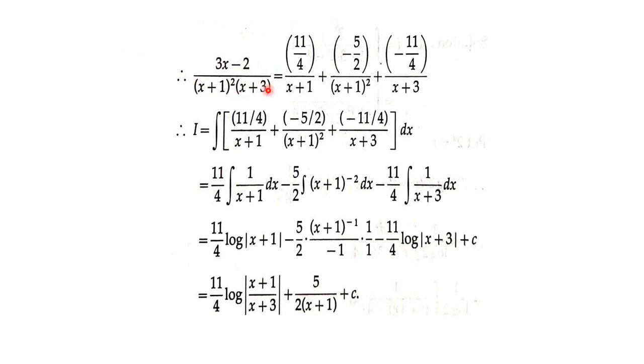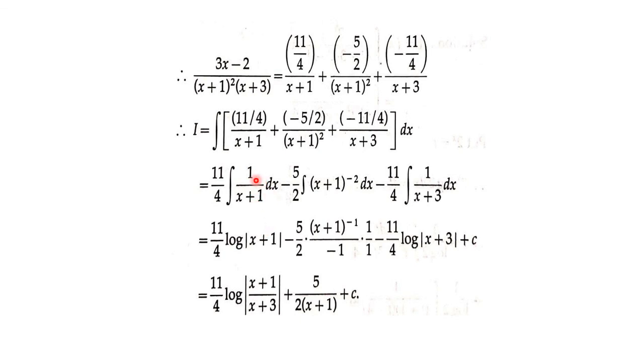So our integral of 3x minus 2 by x plus 1 bracket square into x plus 3 is equal to, substituting the values of a, b and c, 11 by 4 integral of 1 by x plus 1 minus 5 by 2 integral of 1 by x plus 1 bracket square plus minus 11 by 4 integral of 1 by x plus 3 dx. Taking the constants outside the integrals, all these functions are linear functions, therefore it is very easy to integrate them.